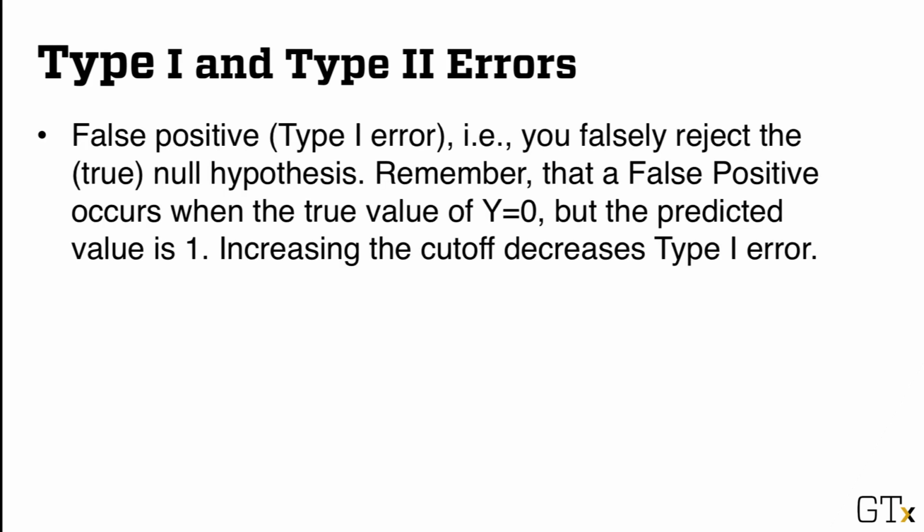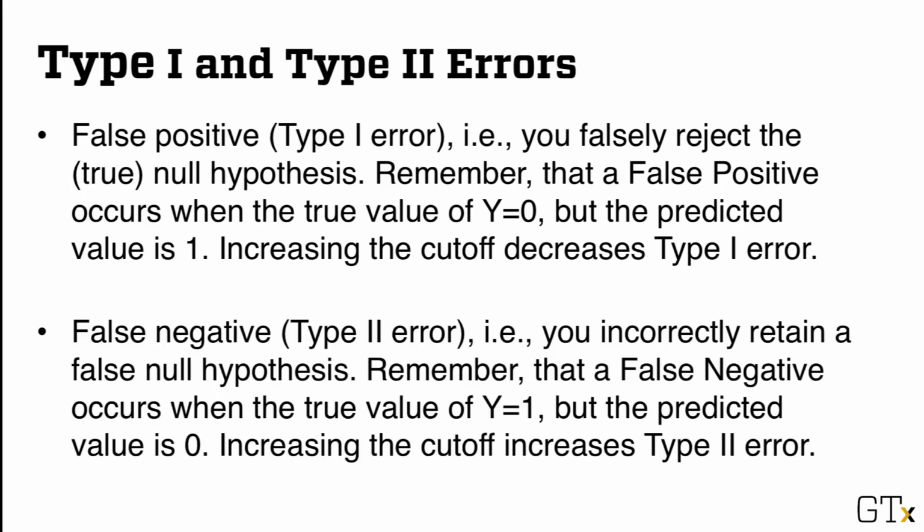Some other terms that you may encounter are type 1 and type 2 errors that you may have encountered in your introductory statistics classes. We will see they are also used out here with logit models. False positives are also called type 1 errors, that is, you are falsely rejecting the true null hypothesis. Remember that a false positive occurs when the true value of y equals 0, but the predicted value is 1, and increasing the cutoff decreases type 1 error.